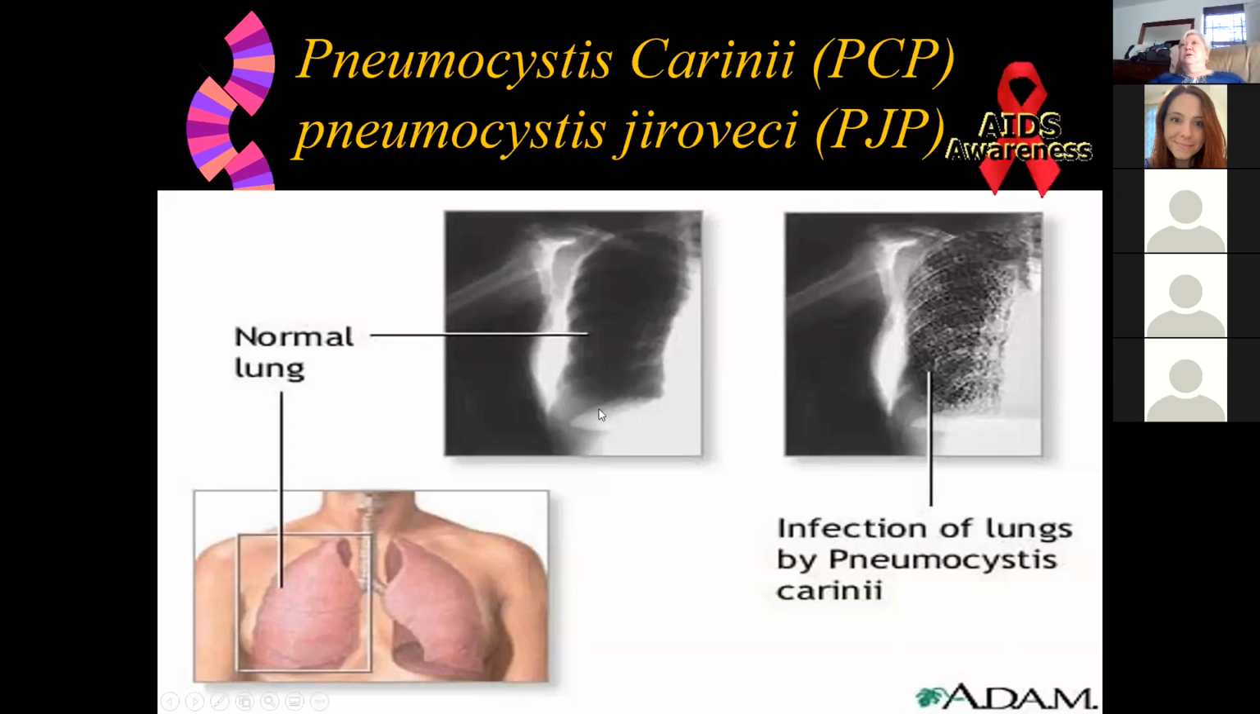Now, this is a normal lung. This lung is nice and black as air, gray as tissue, and white as fluid.